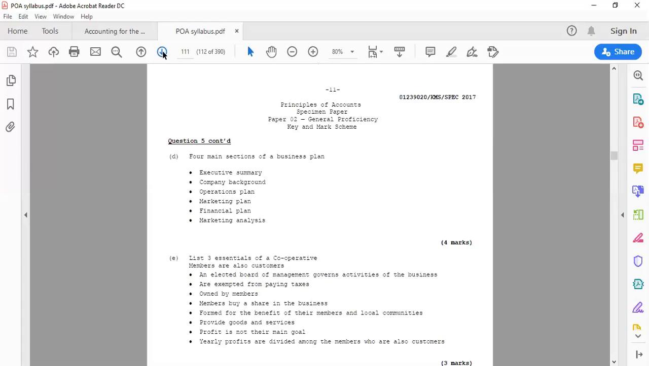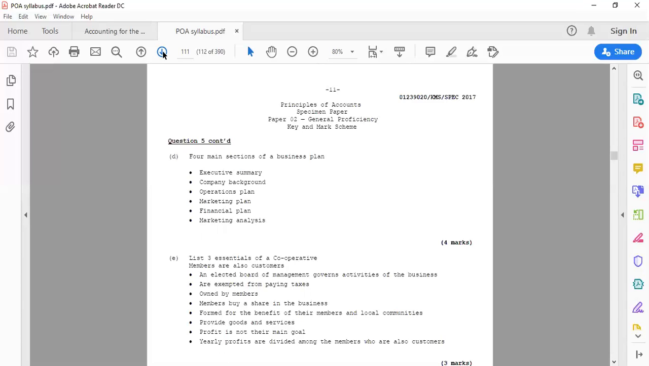I'm going to also go to this question one time, part E. List 3 essentials of a cooperative. A cooperative is where you have a group coming together to do something that is in the best interest of their members. So a cooperative is owned by the actual members who are part of it. They have a board of directors that they elect, the members will elect to manage the cooperative. They do not pay taxes.